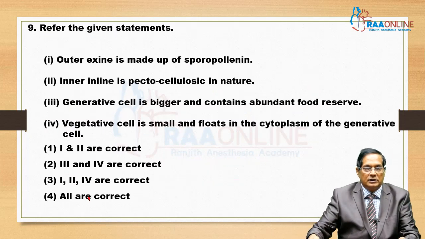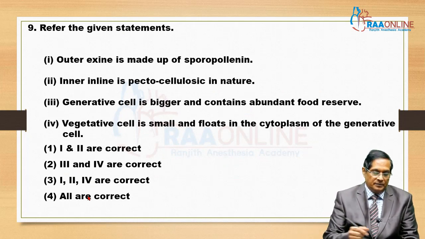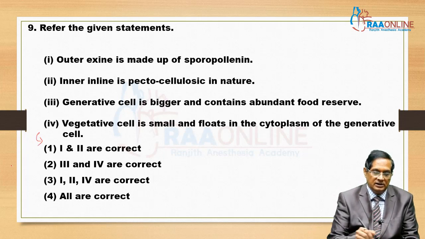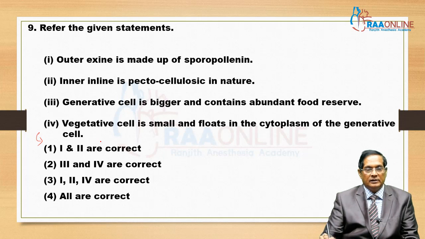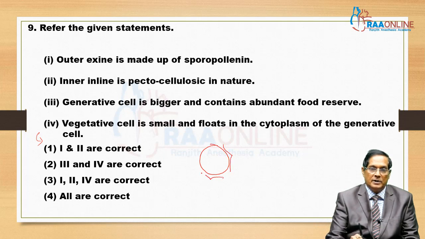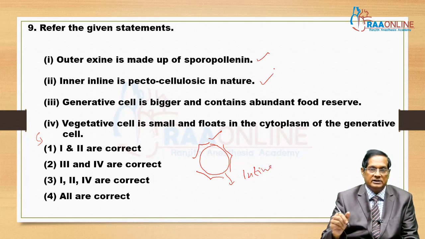Question number 9. These are the statements and we have to select the correct option. So the outer one, this is a pollen grain, and its outer covering is exine made up of sporopollenin. This is right. The thin inner covering is known as intine. This is also right, and it is made up of pectocellulose. First is right, second is right.